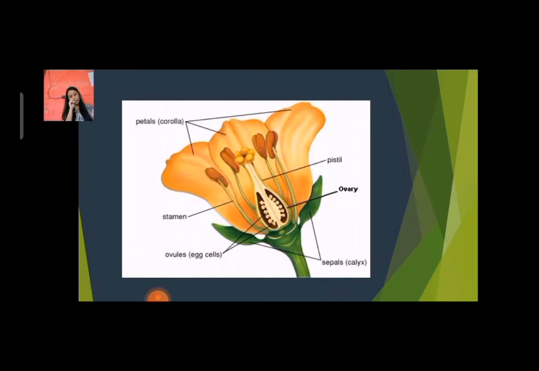Another part of a flower is a pistil, the female reproductive part of a flower. Next is ovary. An ovary is a part of the female reproductive organ of a flower, or gynoecium. The primary ovary function is to protect the ovules. In many plants, after pollination the ovary swells to form the fleshy part of the fruit.